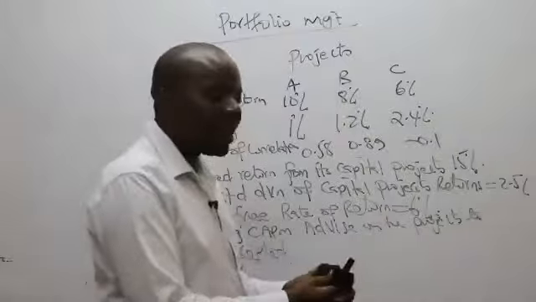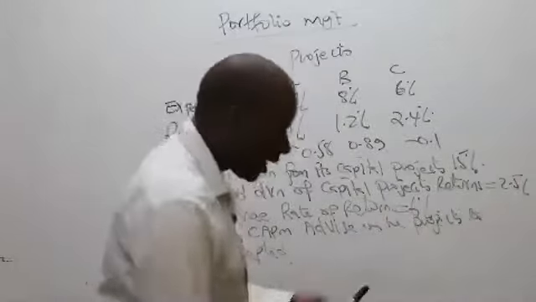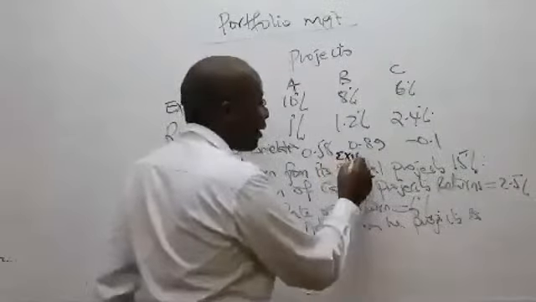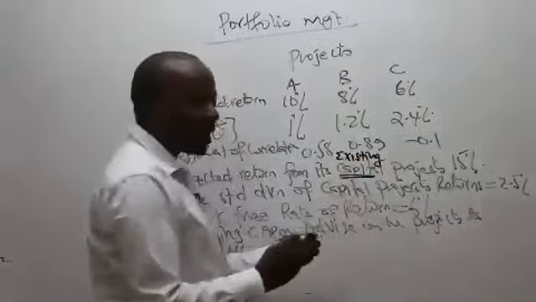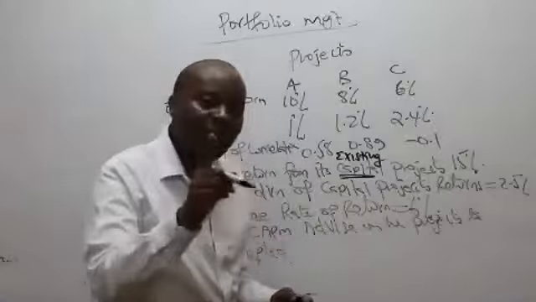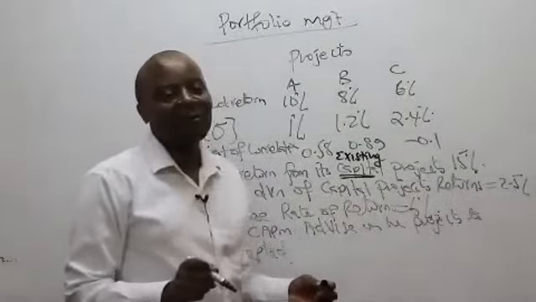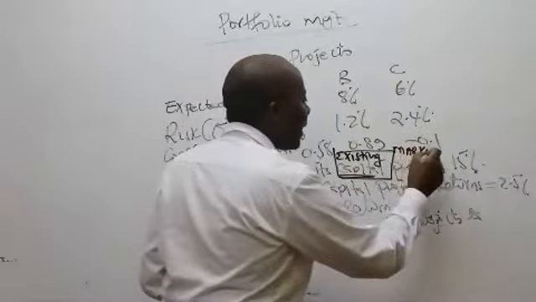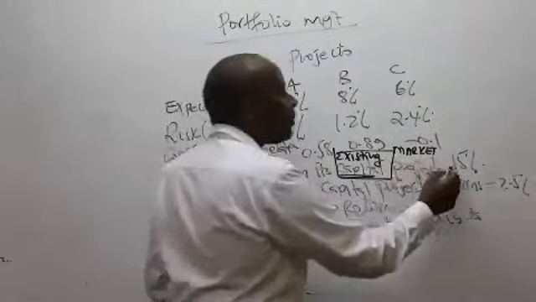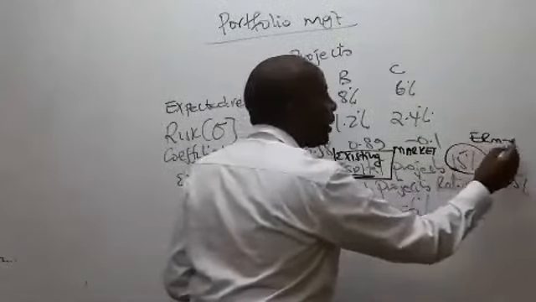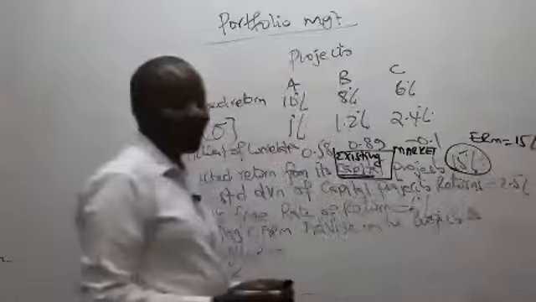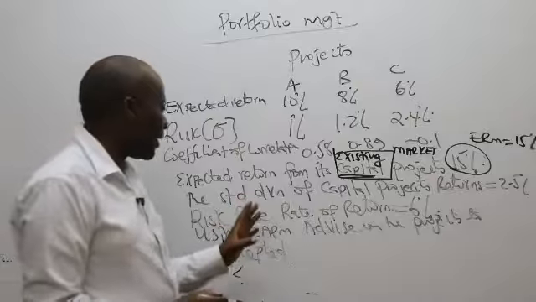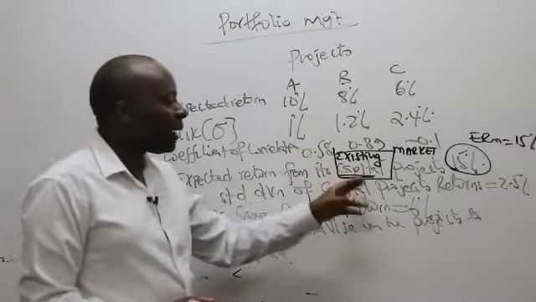Anytime they talk of capital projects, at times they use the word capital or existing projects. Projects that are existing are the projects whose products are selling in the market. So in this case, capital projects are the same as market portfolios. In short, very few students will be able to pick this 15% as the ERM. So this is supposed to be the expected return of the market.